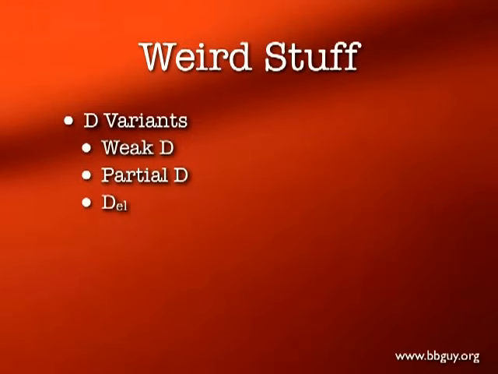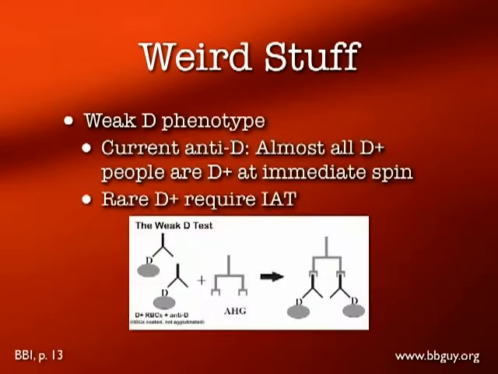There are several variants of D that you should be aware of. I mentioned weak D and partial D here. I'm not going to talk about del or D elution. That's, again, a topic for another day, but let's talk about weak D and partial D because people confuse this a lot. With weak D, that's a scenario where an individual really is D positive. They have an externally fairly normal D antigen. However, they're quantitatively less. Their reactions with anti-D are less strong.